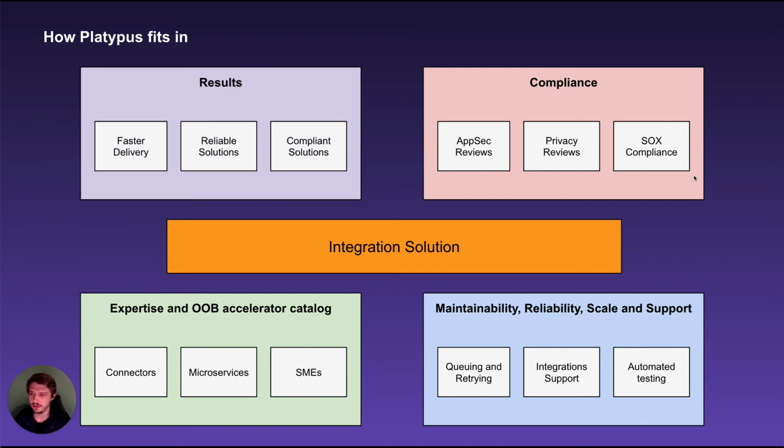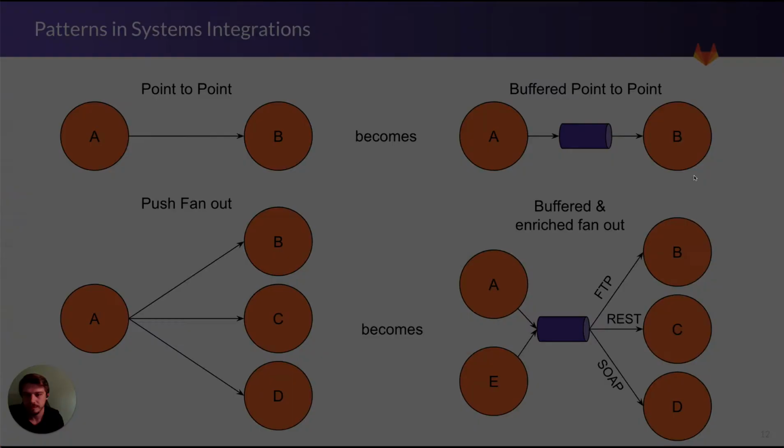And of course, we bring results. We can bring faster delivery through our out-of-the-box connectors and catalog of pre-built solutions. We can build reliable solutions that are easy to support. They have your queuing and your retrying, good logging, all of the right architectural practices in place. They're boring solutions. And also they're compliant solutions. So it's going to be super important for us that we are focused on that for all of these important systems that we have at the company.